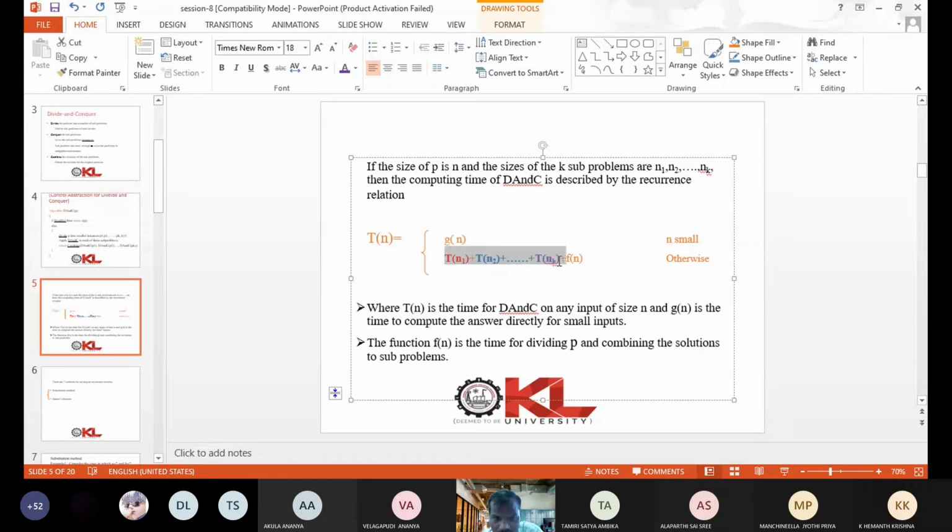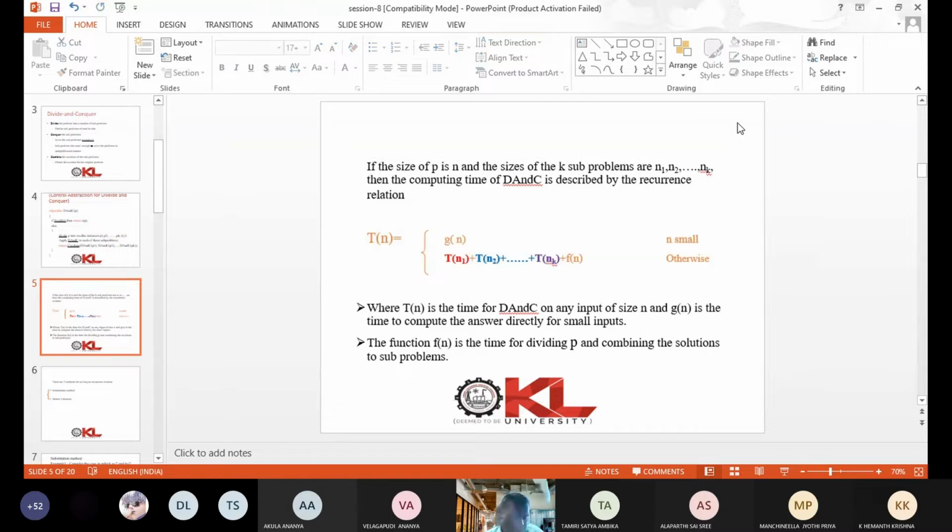Now you are combining all these solutions of the subproblems to get the solution for the big problem, and combining will take f of n. So the time required is T of n1 plus T of n2 plus T of nk. After dividing and solving them, we are combining them, which takes f of n. So the total time complexity will be T of n1 plus T of n2 plus T of nk plus f of n. This is the generic time complexity expression for the divide and conquer technique. Remember this.